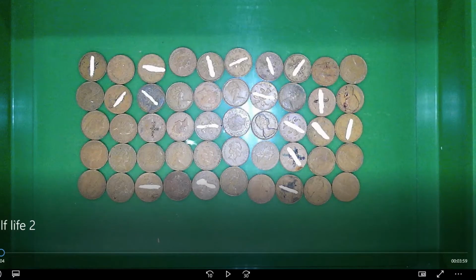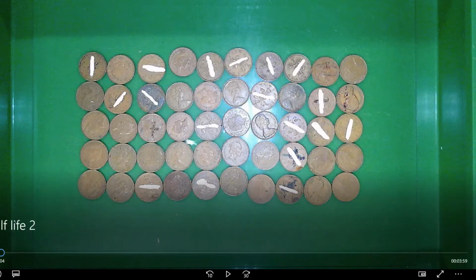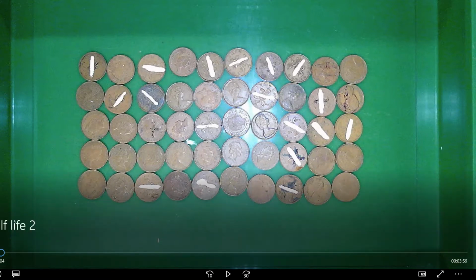Okay, so what we've got here then is 52 2p coins, and Mr. Hancock has raided his piggy bank and put some temporary white marks on the coins. If you look really close, you can see that those coins that are facing tails up are marked white. Those that are heads up haven't been marked. The white marks are on there just to help you see.